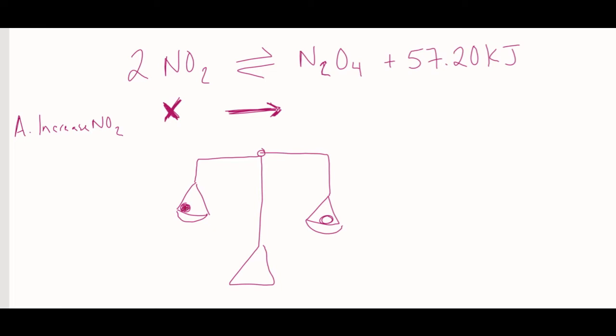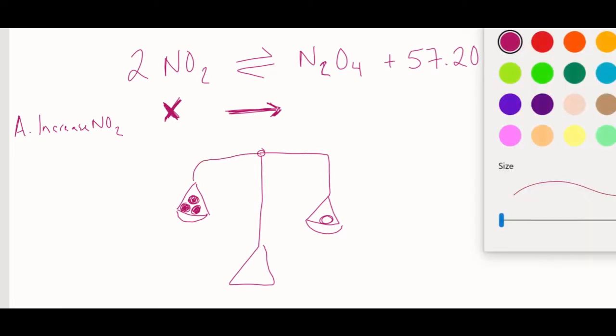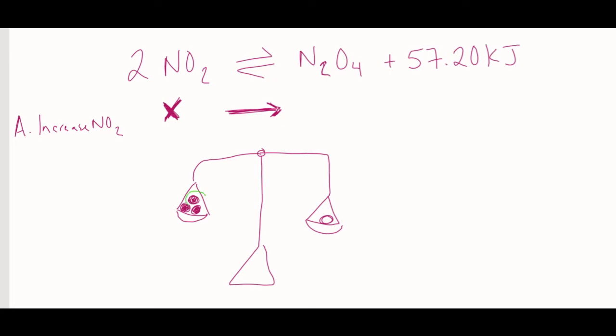Well, we are increasing this NO2, right? So I'm going to add a couple more over here. This scale is now unbalanced, right? It's now leaning down and it's not equal. Okay, so how can we relieve this stress and balance them back out again? Okay, we need to make some of the reactants into products. Okay, it's going to shift over this way. So that's why it's going to shift to the forward direction.